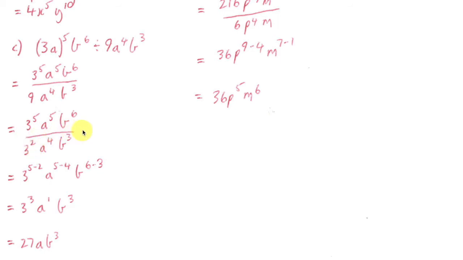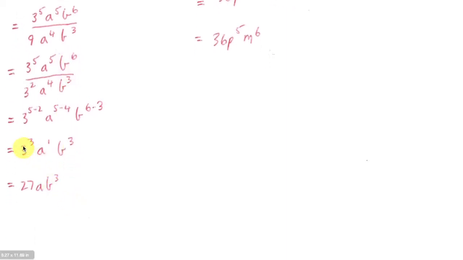And then I've got the rest of it just the same, and so it ends up being 3 to the power of 5 take away 2, which is 3, a to the power of 5 take away 4, which is 1, and b to the power of 6 take away 3, which is b to the power of 3. So 3 cubed is 27. I've just written that as 27a and b cubed there.